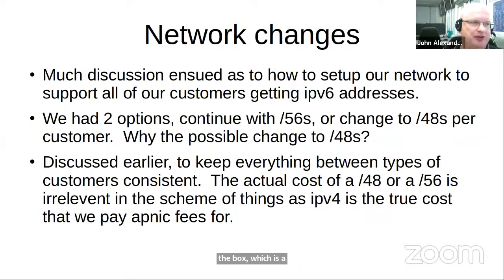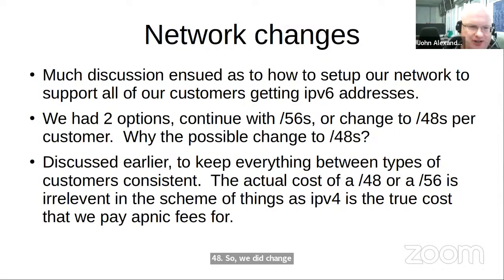So as we were going along, we had the option I discussed earlier of keeping the /56s, which would have fitted all of our customers, or changing to /48s. So we did change it to /48s because of the cost of doing it with APNIC, which is good: they charge the higher of the two things. So in our case, our IPv4 range was costing far more than the V6.